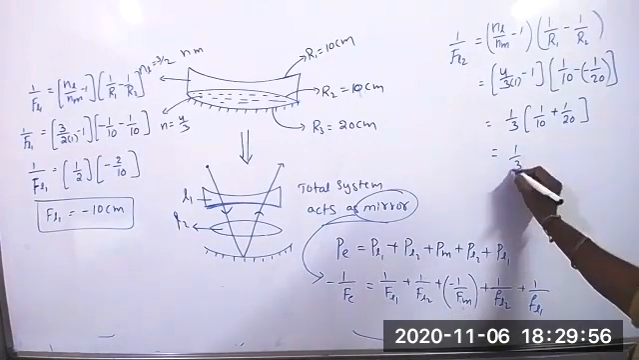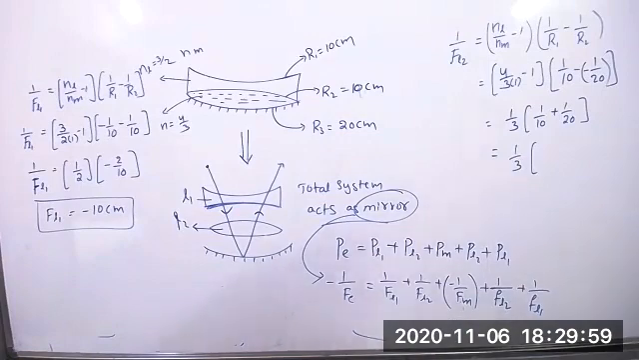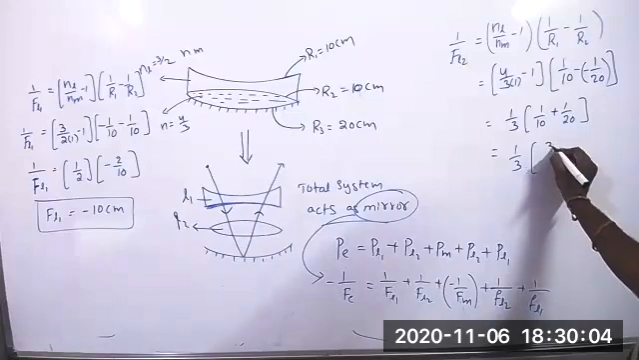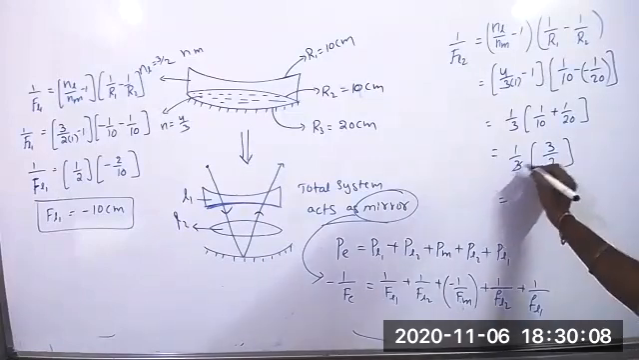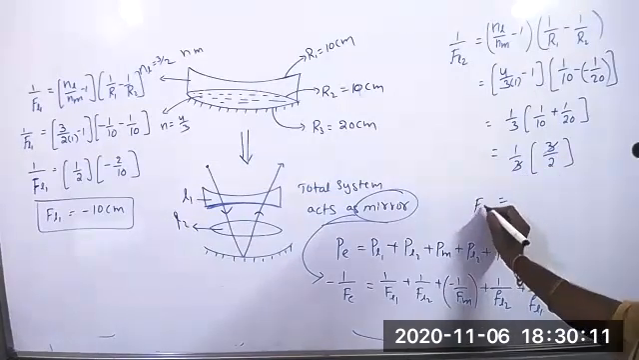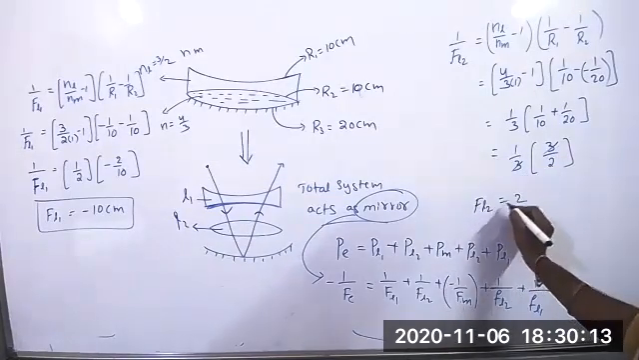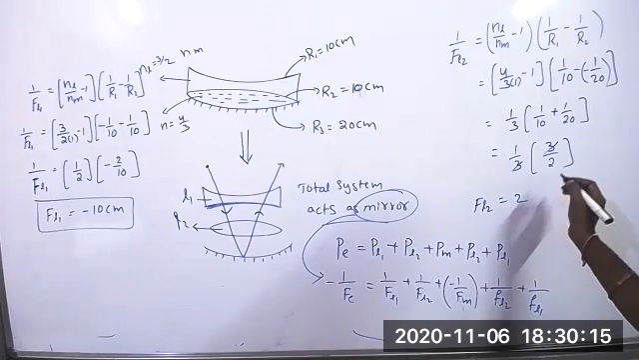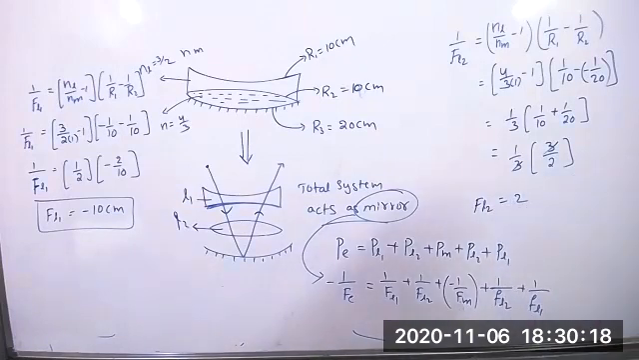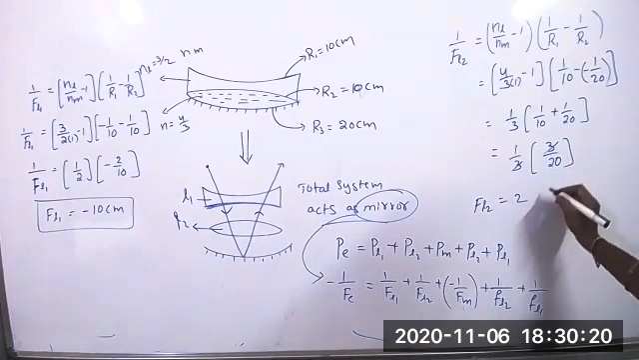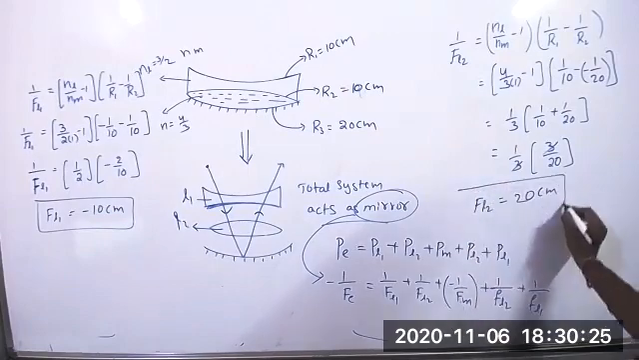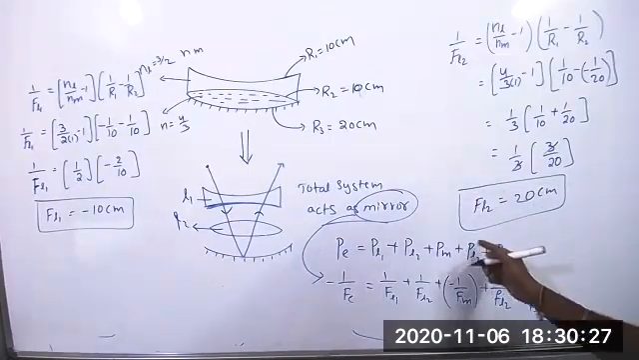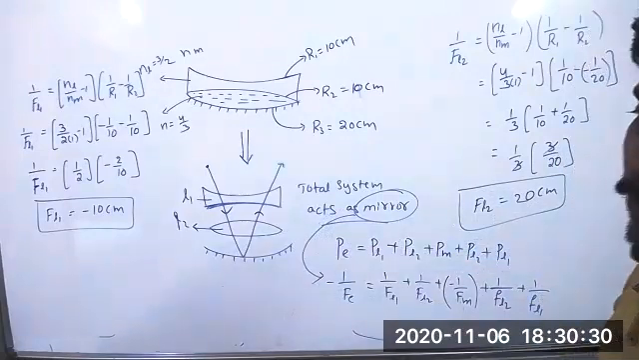The R2 is given, 10, no, sir? 1 by 3 into 3 by 2. 3 by 2. So 3 will get cancelled. So for FL2, you will get 2. It's not 3 by 2, it's 3 by 20. 20 centimeters. Why did you get focal length positive? Because it is a convex lens.